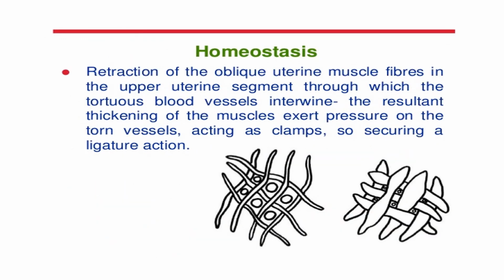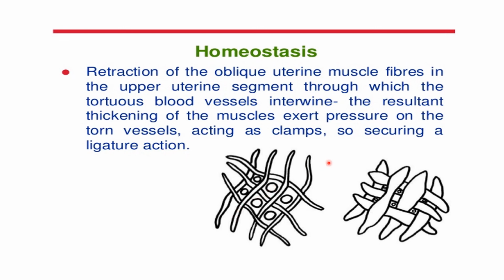Next is hemostasis. Immediately after the separation of the placenta, the oblique muscles of the uterus, the uterine myometrium, will start to contract, and this will act like a ligature, like a tie around the blood vessels, and it helps to stop bleeding in the postnatal period, immediately after the delivery. See, these are the oblique muscles, and these thread-like things are the blood vessels. So during the time of placental separation, these blood vessels will get cut off.